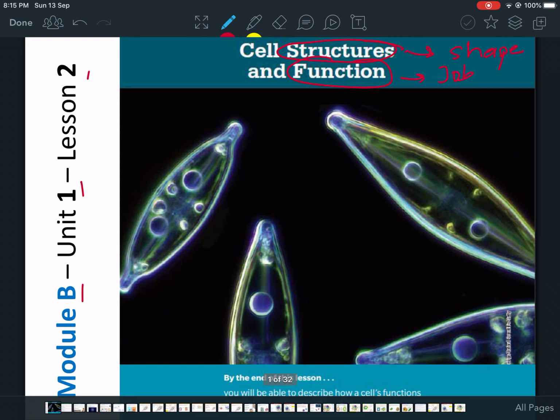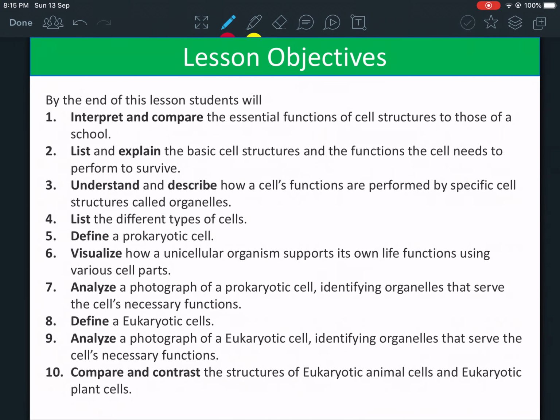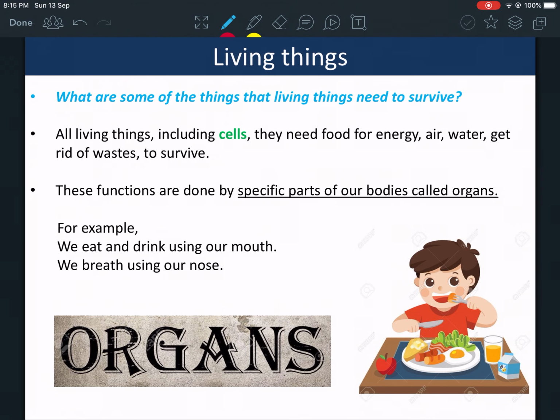Job. So in the last lesson we know that all living things are made of cells. In this lesson we're going to learn about the cell's shape and what its job is. Okay, this is what we're going to learn about in this lesson. We're going to be talking about the cell shape and the job of the cell, and the types of cells and all that stuff.